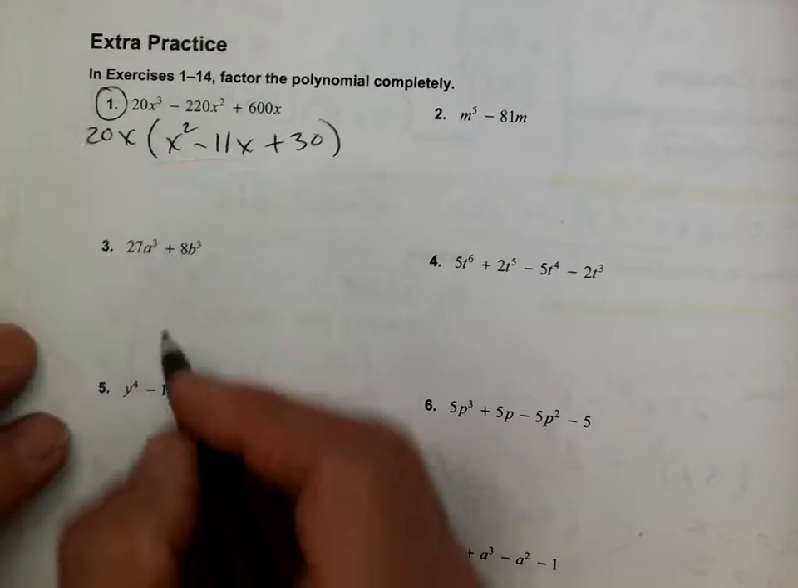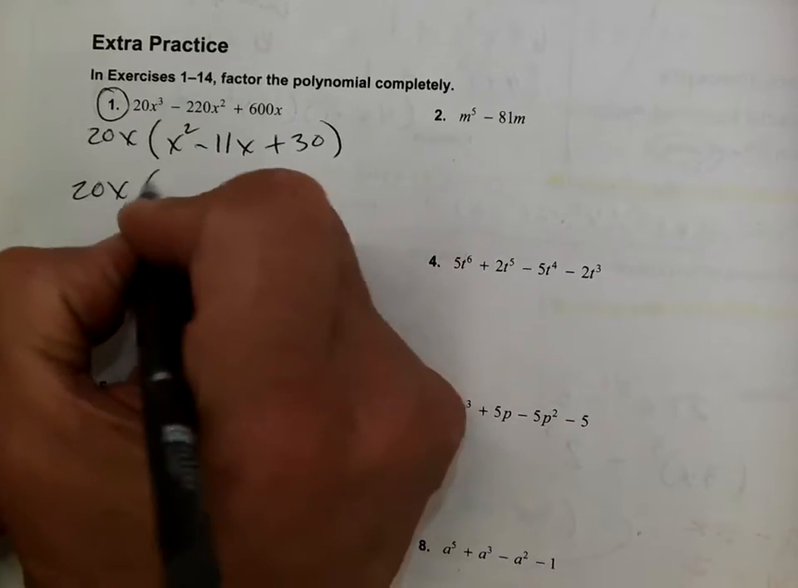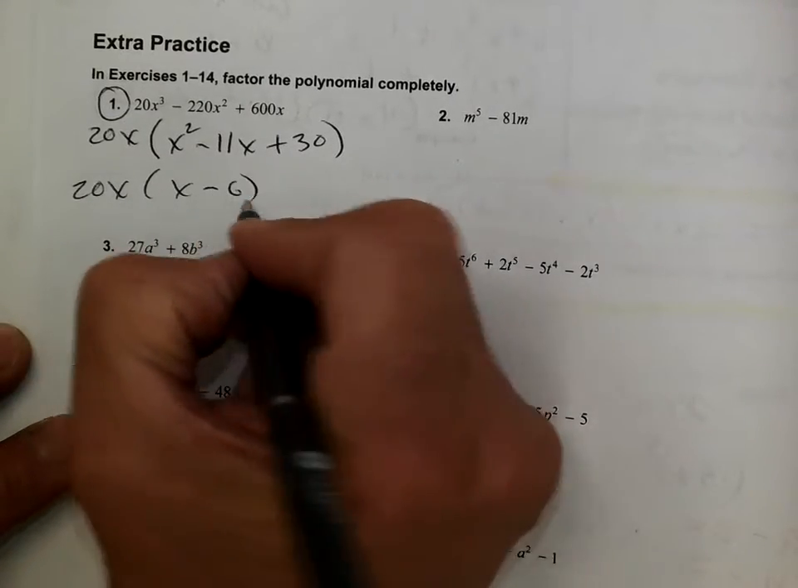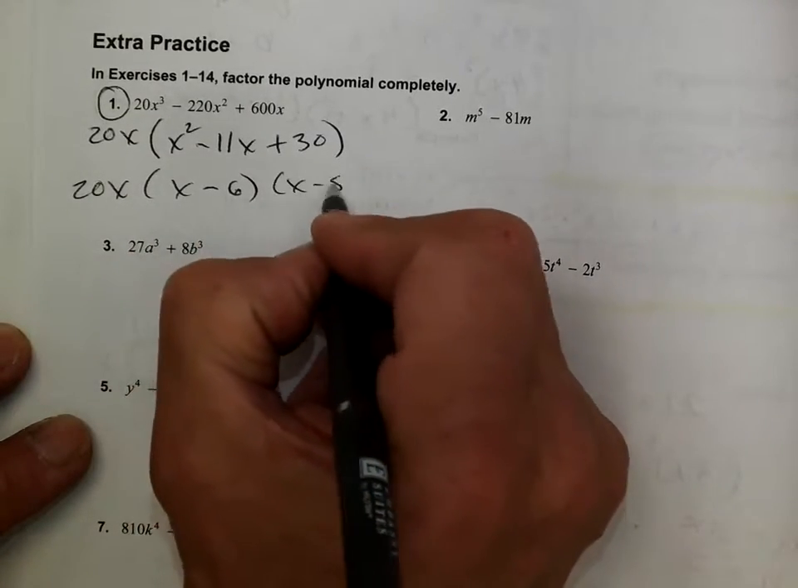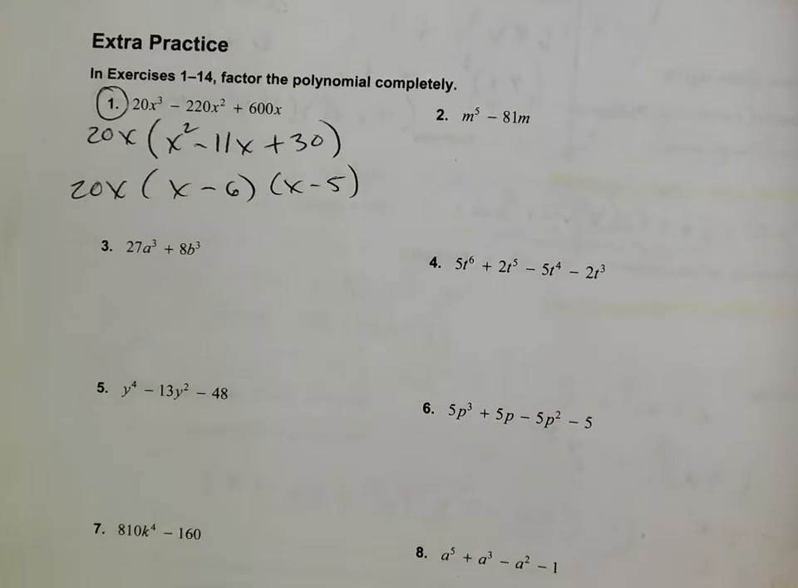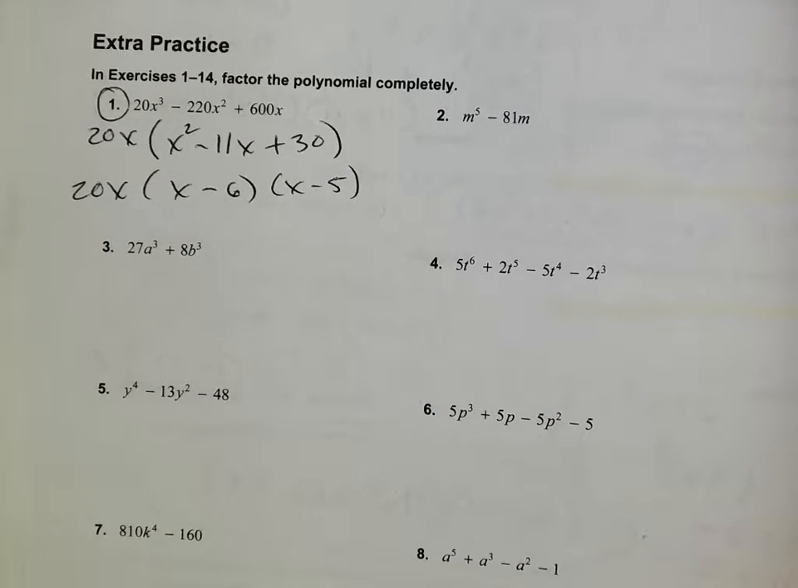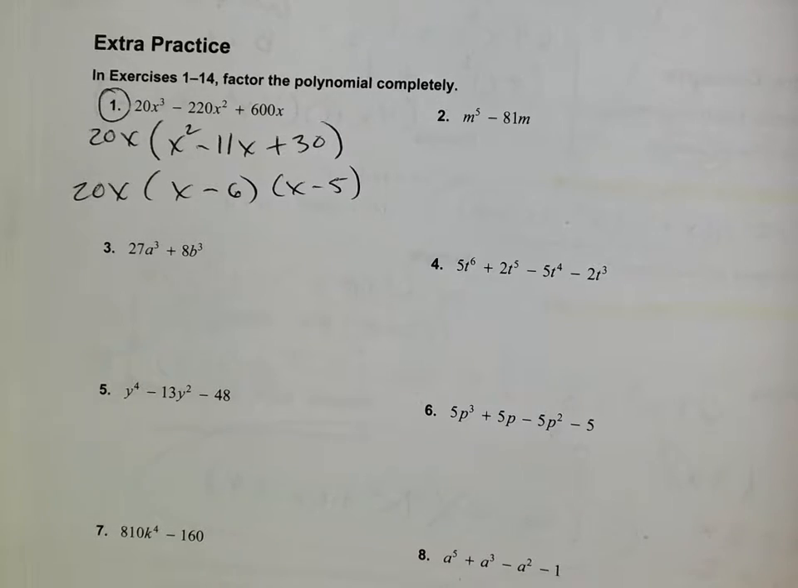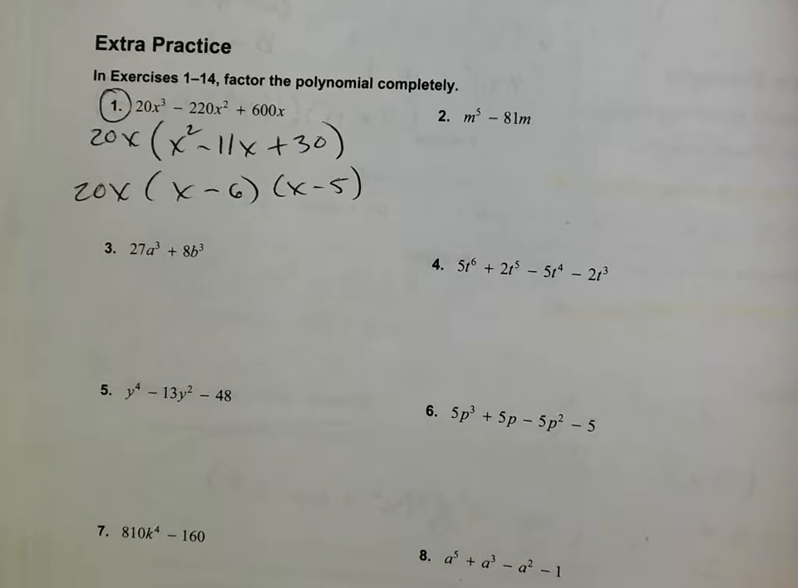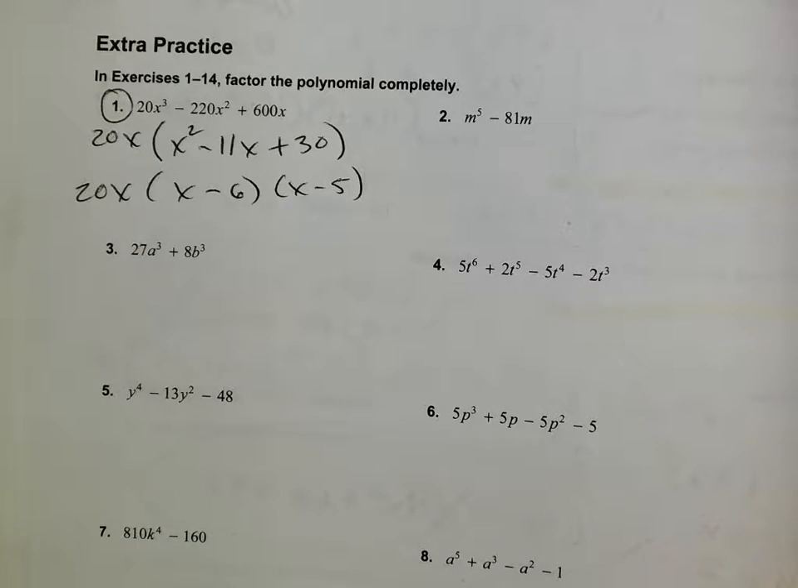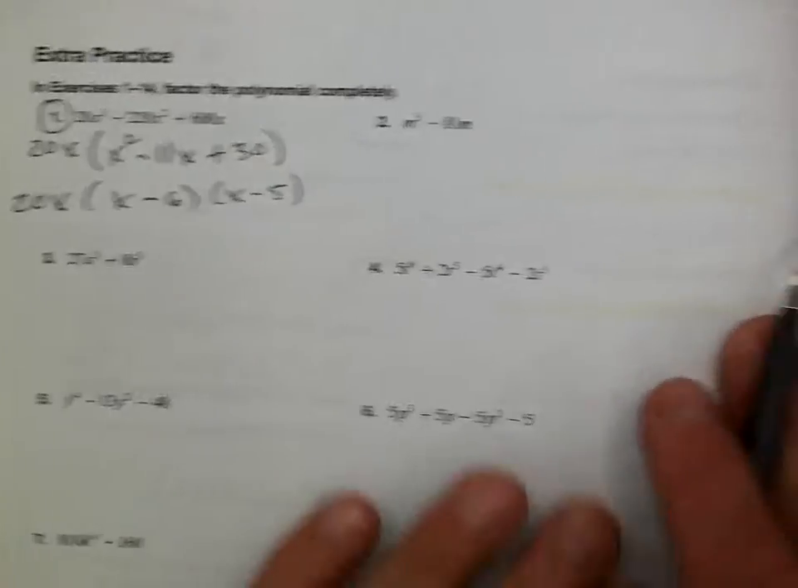So our answer is going to be the 20x, and we're going to have x minus 6, x minus 5. Or like Victor said, the order doesn't matter, right, Victor? Either way, okay, negative 5, positive 6. Okay, that looked terrible, didn't it? But we were able to do it. Okay, these are hard, but I don't mind. We're going to keep practicing.